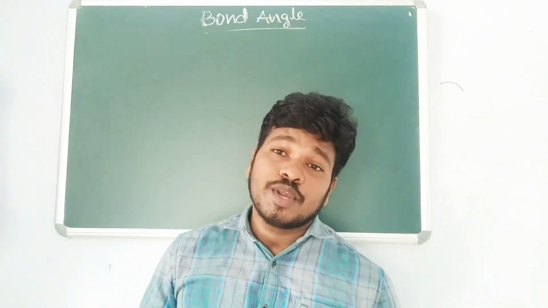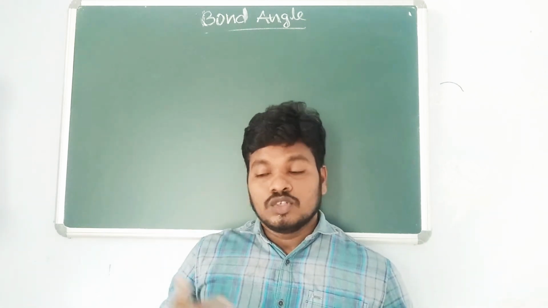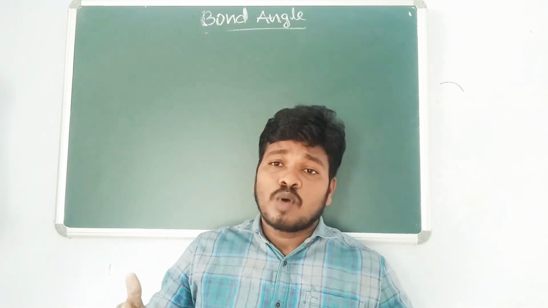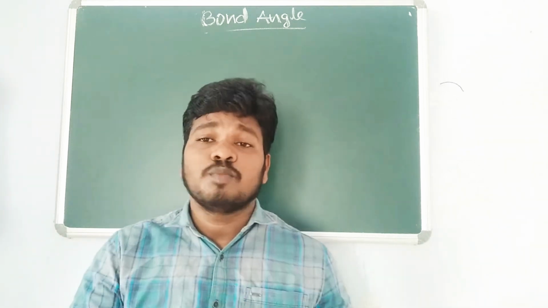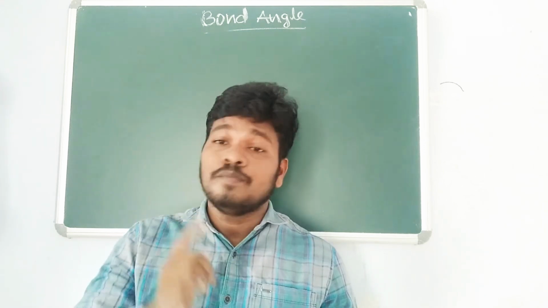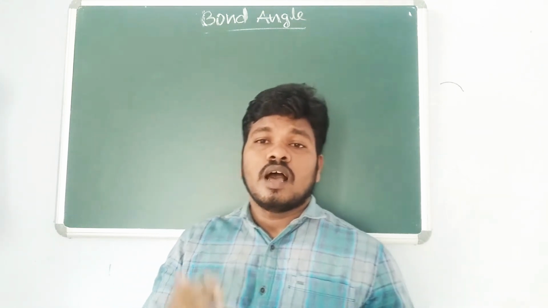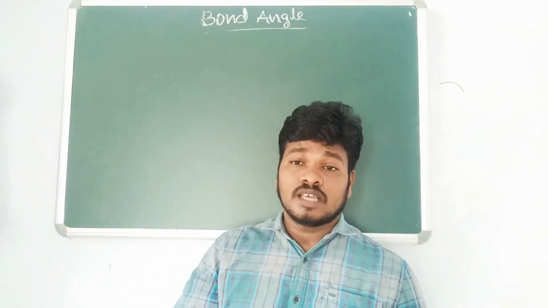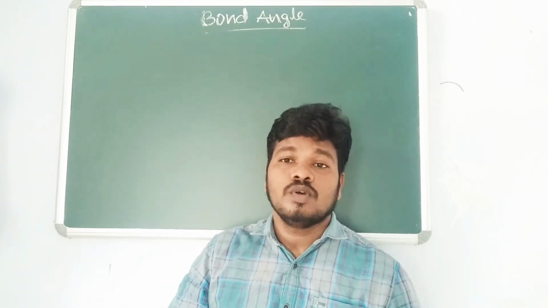So today we are going to discuss the topic called bond angle. How to compare the bond angle in a given molecule: which is having the more bond angle, which is having the less bond angle. If you want to learn all this, you have to know the hybridization, and how to calculate the hybridizations. Already I made a video on how to calculate the hybridization. I will give it in the card once again, and I will provide it in the description also.